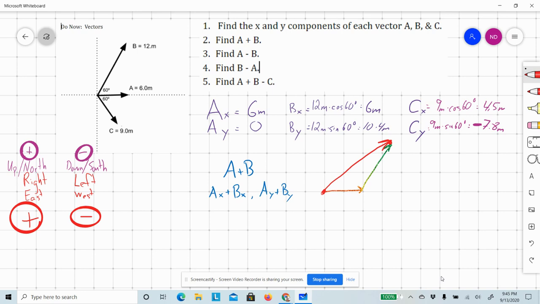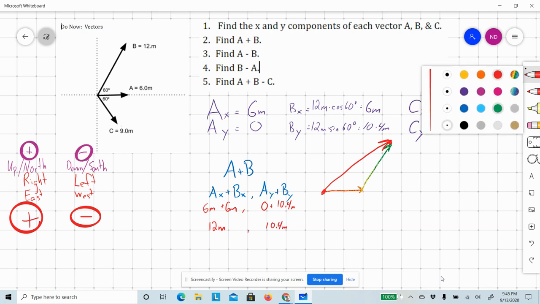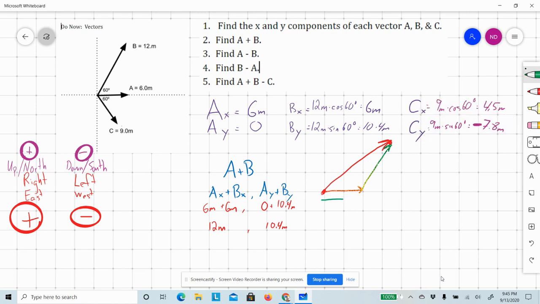Here we go. A sub x, we figured out, was 6 meters. B sub x is 6 meters, so that's 12 meters. A sub y is 0, and B sub y is 10.4, so that's 10.4 meters. So when you come over here, this is going to have a sideways piece of 12 meters and an upwards piece, 10.4 meters.